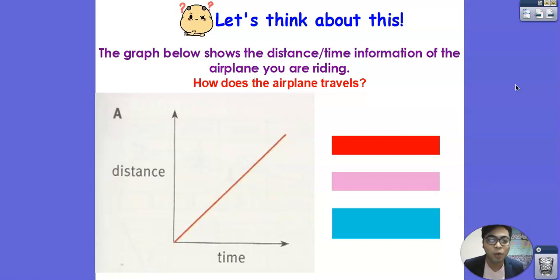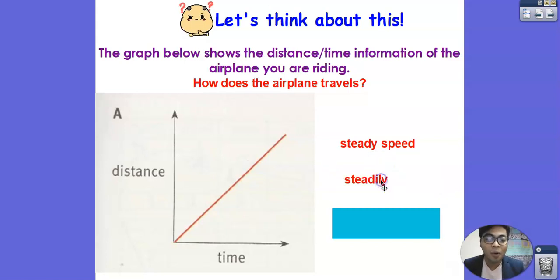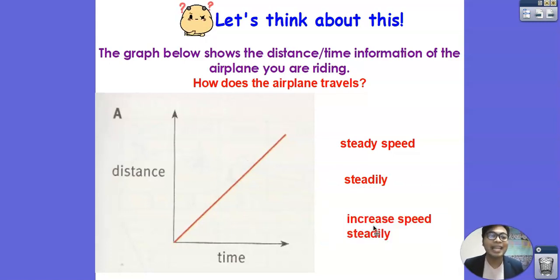Could you please give me some words? I want to hear it. Let's see. If you say that it's in a steady speed, or it's flying steadily, or running steadily if it's in a runway, or it increases its speed steadily. So if the line here shows like this, a straight line, and it is diagonal as shown there in the graph, that means that the speed of the airplane is increasing steadily.